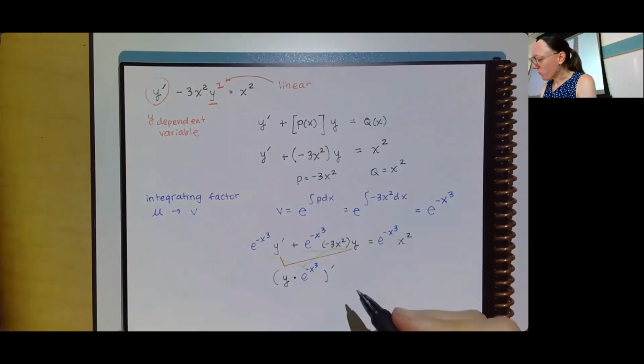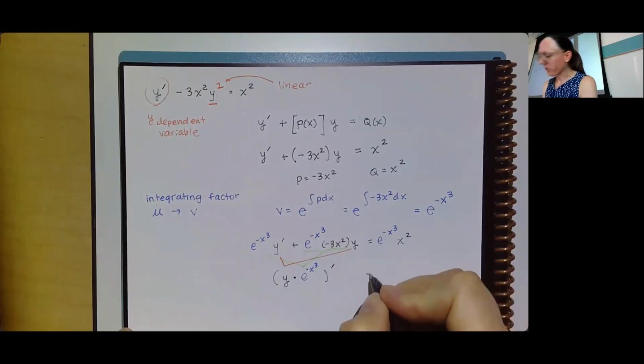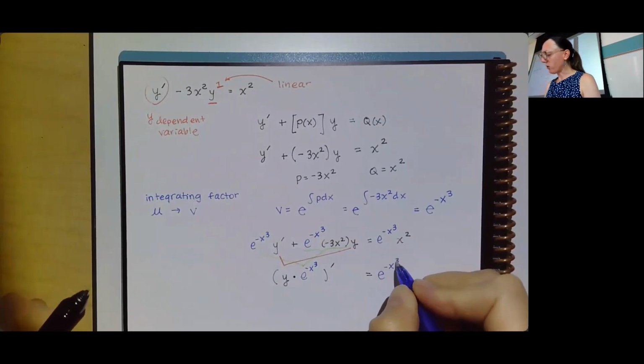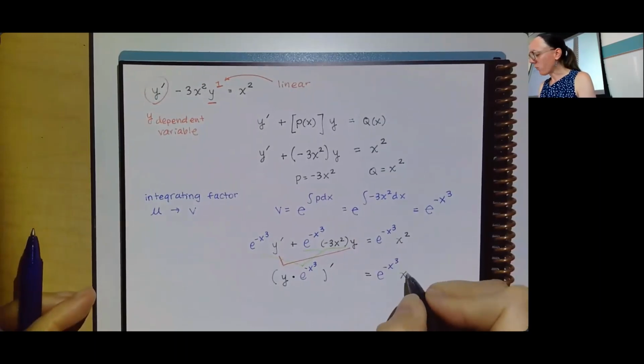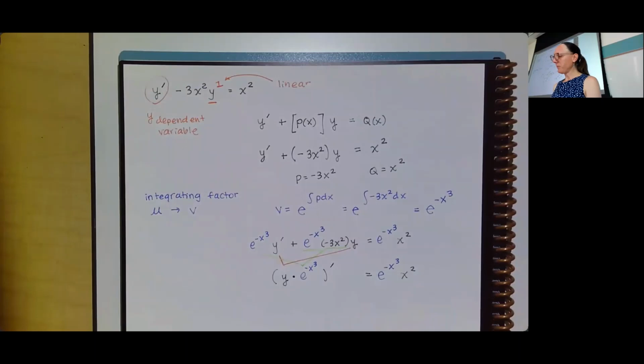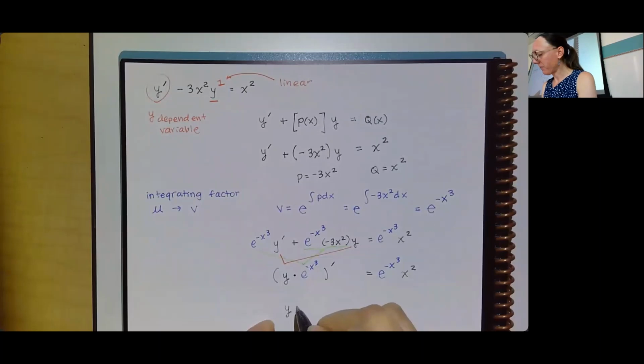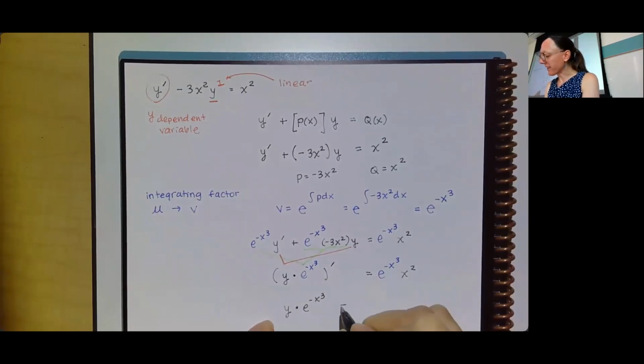Since my product rule piece worked, over here on the right-hand side, I still have that e to the negative x cubed times x squared. And now is the part where we sort of solve the differential equation. Well, solving the differential equation means I've got to take an antiderivative. This thing is already a derivative, so when I take the antiderivative, I just get the thing back. But I have to actually take the antiderivative over here.